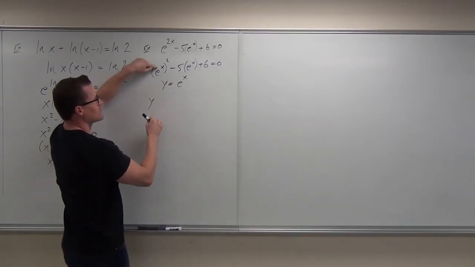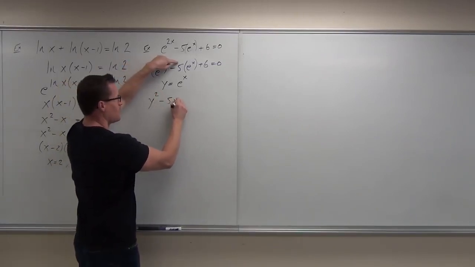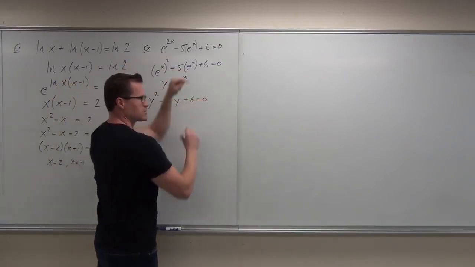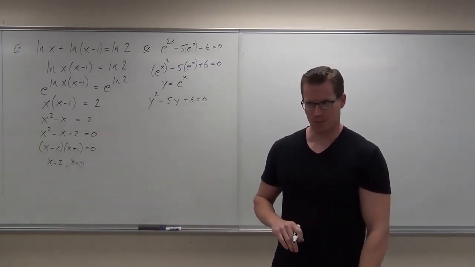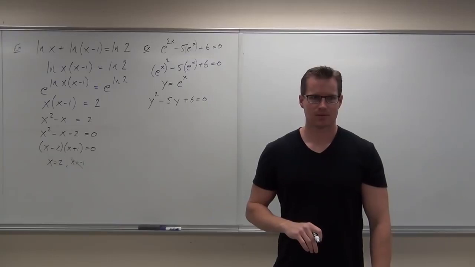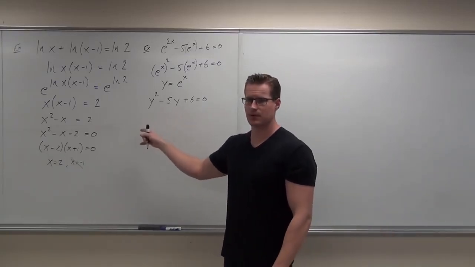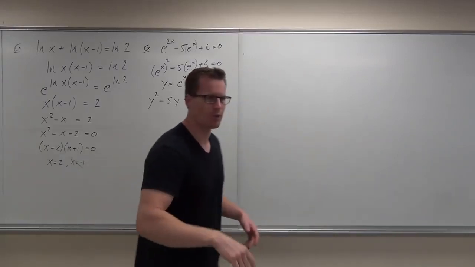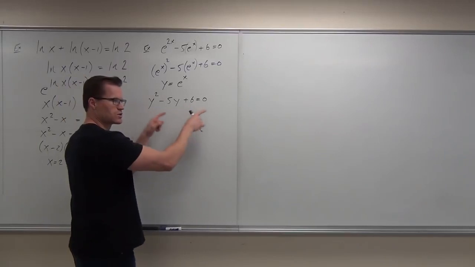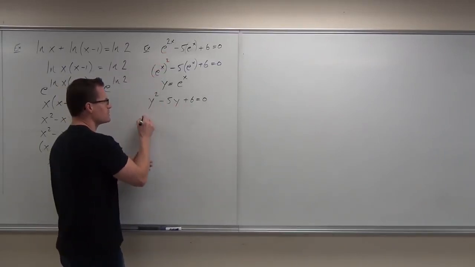So instead of e to the x, we got y squared minus 5y plus 6 equals 0. Do you see why that helps us? Because it's easy. Easy factor, quadratic formula. You can actually factor. So this allows us to actually do some things with it where this one didn't. Once you get down to here, this should be a piece of cake.